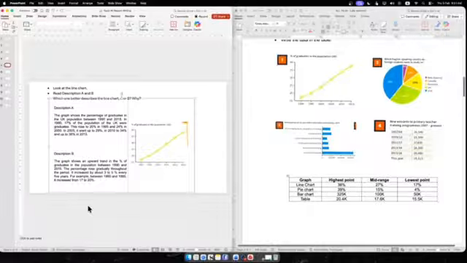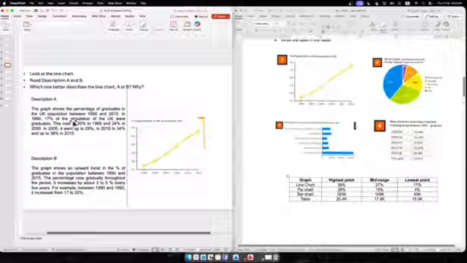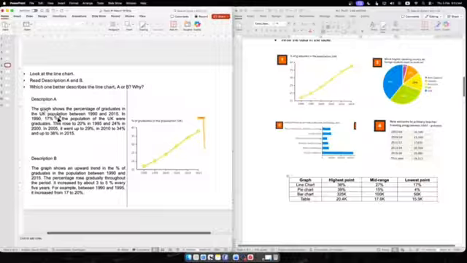Okay, now let's do this together. We have description A. Look at the numbers. They're reflected in description A, correct? And the graph shows the percentage of graduates in the UK between 1990 and 2017. Look here. 1990, 17% of the population, and then this rose to 20% in 1995, and 25% in 2000. In 2005, it went up to 29%, and so on.